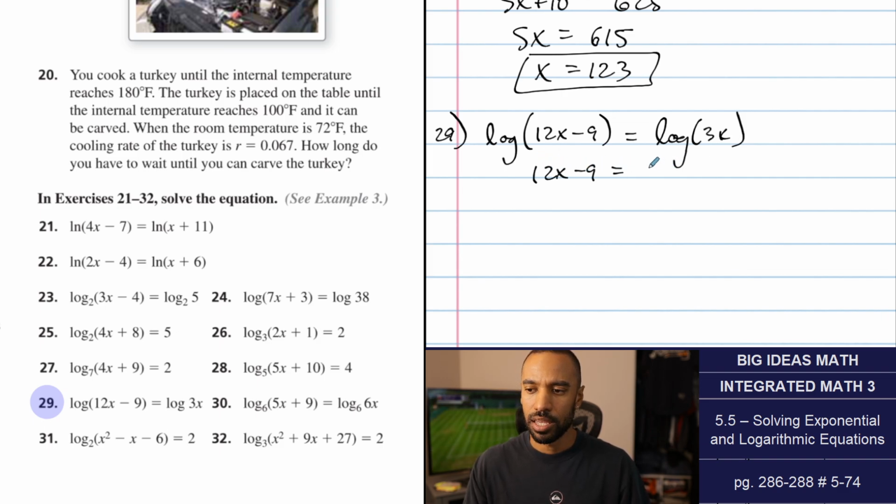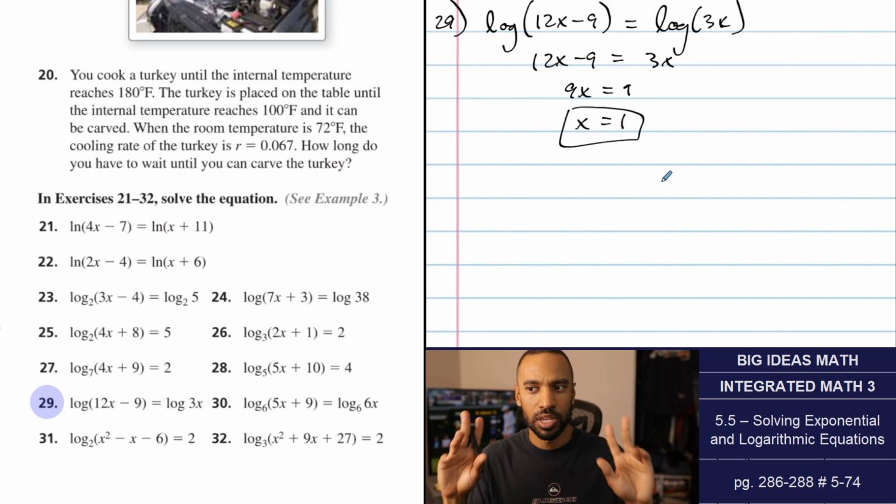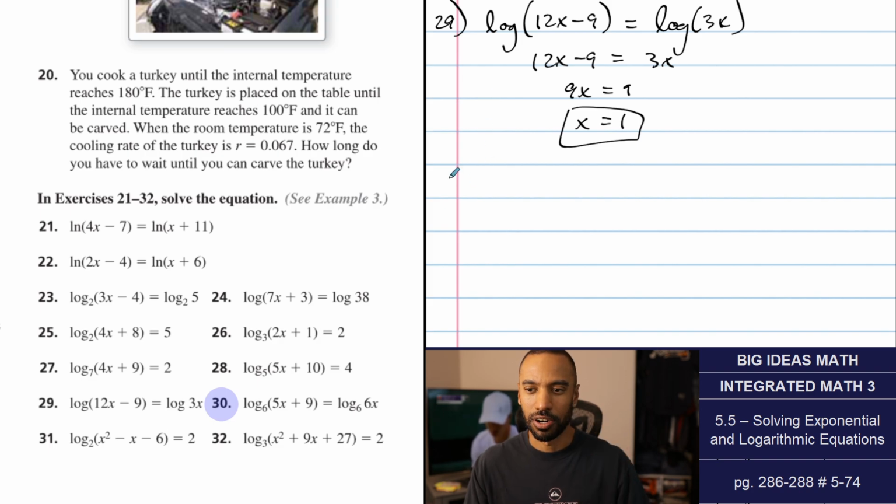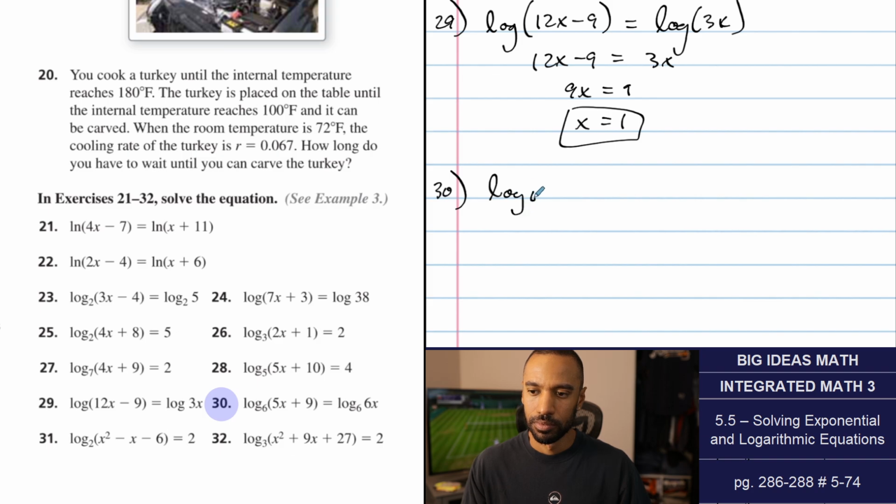12x minus 9 equals 3x. Subtract 3x, add 9, and divide by 9. You get x equals 1. 12 minus 9 is positive, 3 times 1 is positive, so that's all good. I don't know what makes these problems different from the ones to begin the set. I guess because these are logs instead of natural log. I thought this was going to advance to something harder, if that makes sense. Number 30. If you have different bases, it gets a little wonky. We aren't playing that game right now.